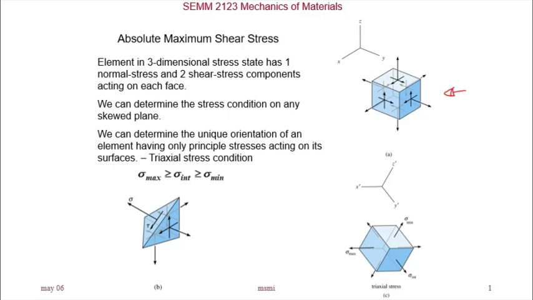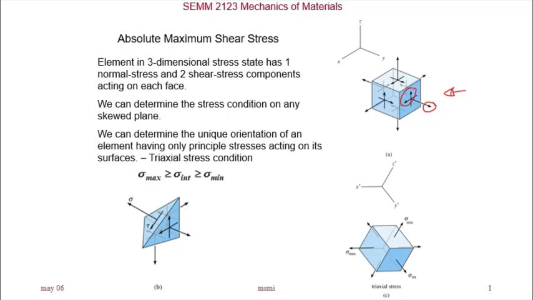On each face, we'll find one normal stress and two shear stresses acting on that single face. Therefore, if we look at the three-dimensional element, we have three normal stresses in the directions of x, y, and z, and also three shear stress components in the three planes xy, xz, and yz. So we have three shear stresses. In our case, we only cover the plane stress condition.